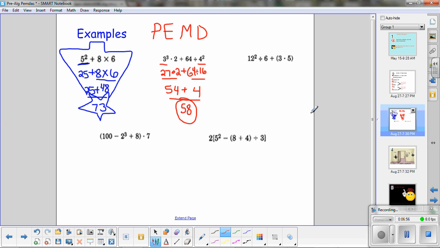Next example, 12 squared divided by 6 plus 3 times 5. First thing I'm going to look for is parentheses. Right there we have 3 times 5. 3 times 5 is 15. Once I have that down to a single number, there really isn't the need for the parentheses anymore. Now I'm going to rewrite the rest of the problem. 12 squared divided by 6 plus 15.